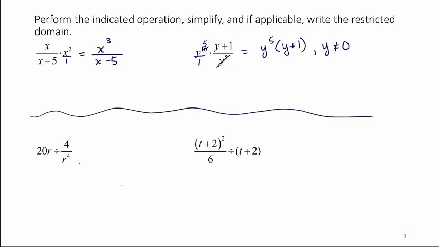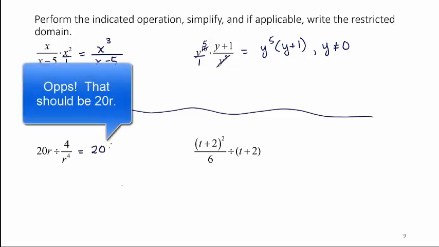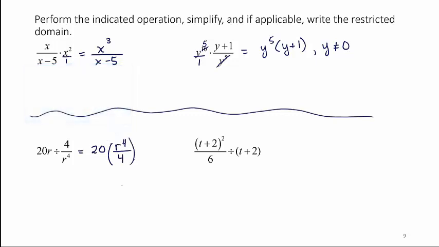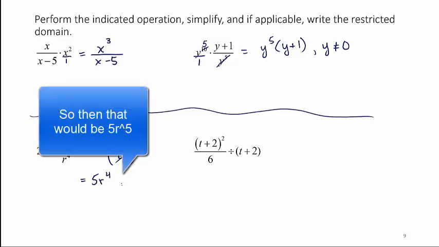All right, so now let's look at some of the division examples here. So if we have 20r divided by 4 divided by r squared, that's equivalent to 20 times r to the 4th over 4, right? So we have to multiply by the reciprocal of the divisor. If we're dividing by 4 divided by r to the 4th, we have to multiply 20 by r to the 4th over 4. Okay, now 20 over 4 is 5, right? So we're going to have 5r to the 4th. And also, tell me that r can't be 0.